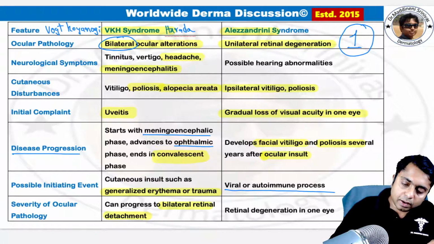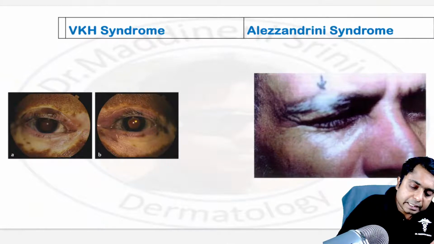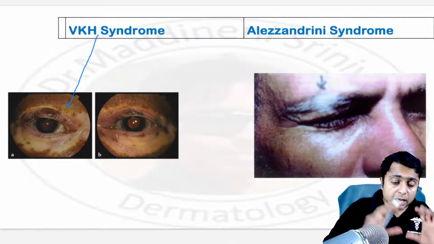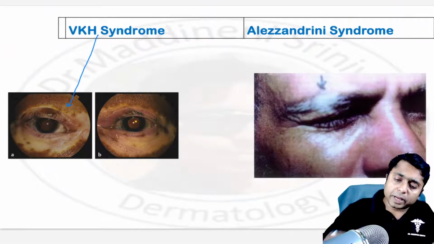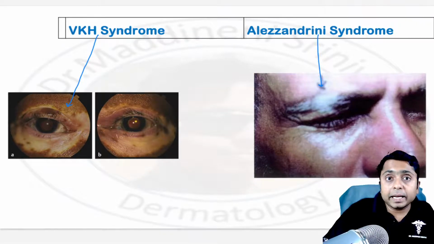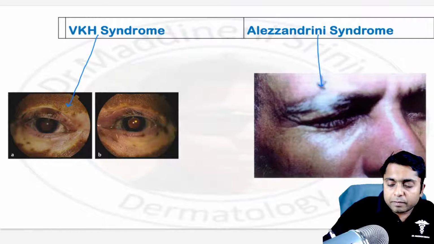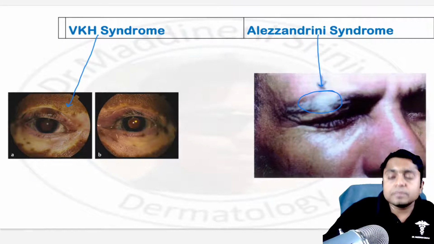Right. These are the images where you are able to see a VKH syndrome patient where you can see the vitiligo lesions present. There can be bilateral involvement. Whereas in the case of Alezzandrini syndrome, the skin involvement and also the ophthalmological involvement is going to be only on one side. And remember on which side there is vitiligo.